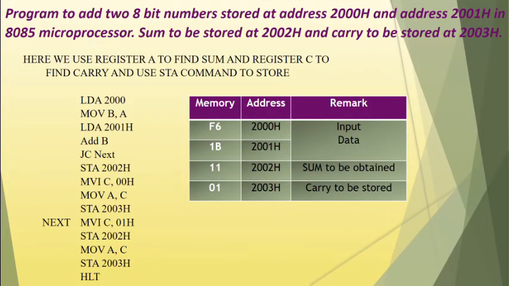In this program we have to add two 8-bit numbers which are stored at memory location 2000H and 2001H. But the problem here is that the sum of the addition may exceed FF, that is, it is insufficient to store in a single 8-bit memory location. So thereafter the carry will be generated, and we have to store the carry in the memory location 2003H.